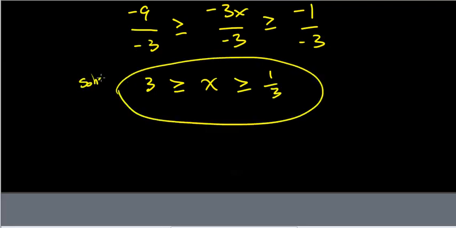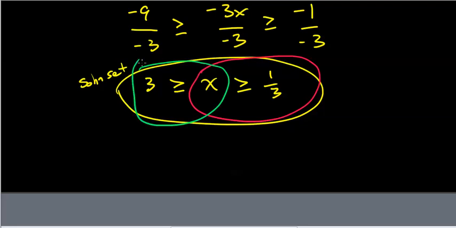Now be careful about reading this. If it helps you to cover up half of it, I can't really do that on the screen here. Let's try this. I can say x is greater than 1/3 and x is simultaneously less than 3. Greater than 1/3 and less than 3.